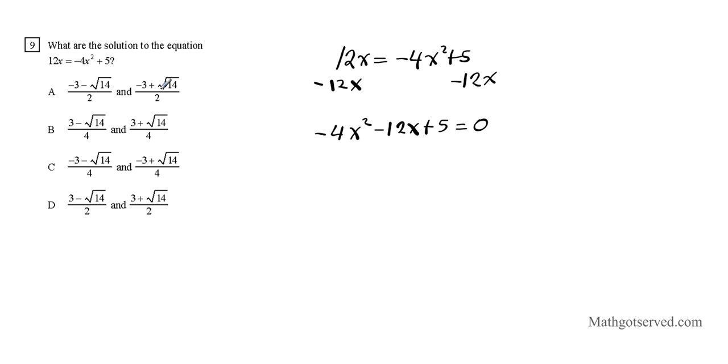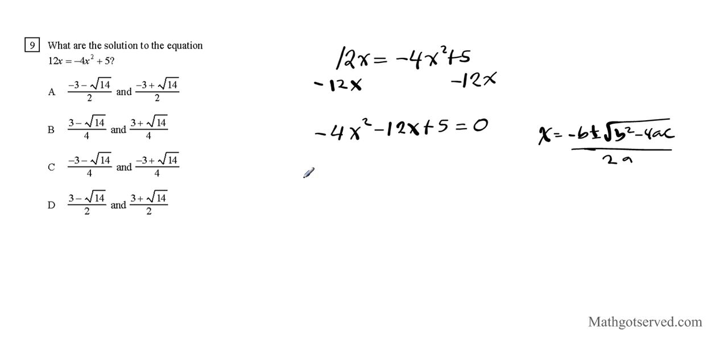So obviously we have to use the quadratic formula here because we have radicals. That means this cannot be factored using the AC method. So let's write down the quadratic formula. X equals negative b plus or minus the square root of b squared minus 4ac, the whole thing divided by 2a.